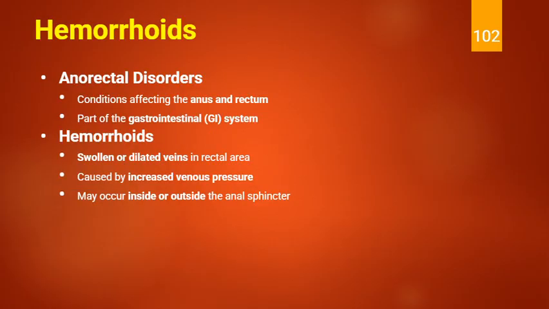Anorectal disorders are conditions that affect the anus and rectum, which are the final portions of the gastrointestinal system. One of the most common anorectal disorders is hemorrhoids. Hemorrhoids are swollen or dilated veins located in the rectal area. They develop when pressure increases within the veins of the rectum and anus, causing them to enlarge and become varicose. These enlarged veins may develop inside or outside the anal sphincter muscles, which leads to two different types of hemorrhoids.